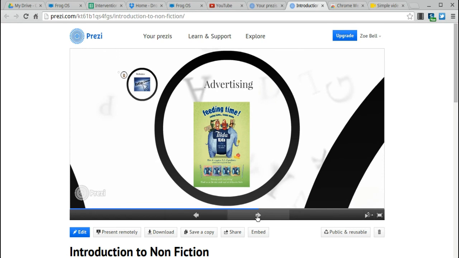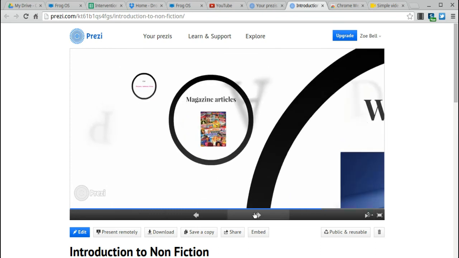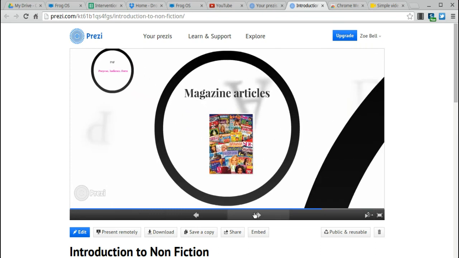Then you've got advertising. Obviously, advertising we come across a lot in our lives, and advertising is always aimed at getting us to buy something or to do something. So again, layout and presentation are very important there. Websites, non-fiction, and magazine articles are also non-fiction.